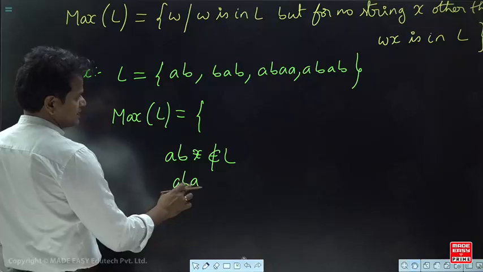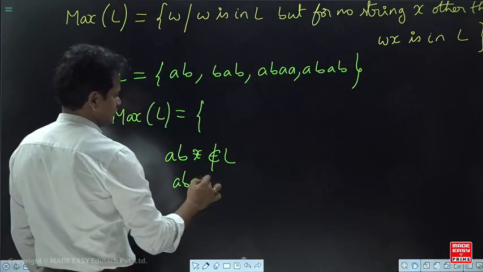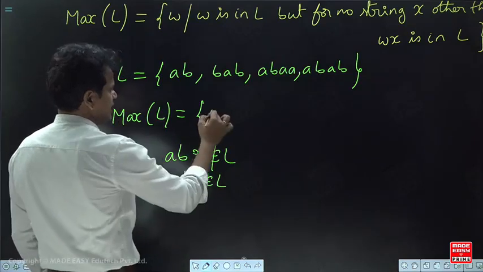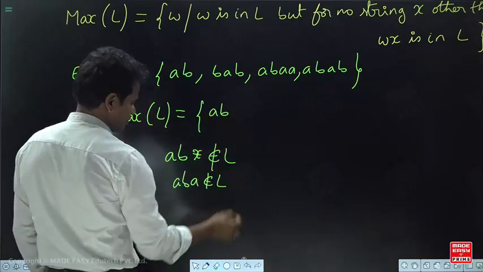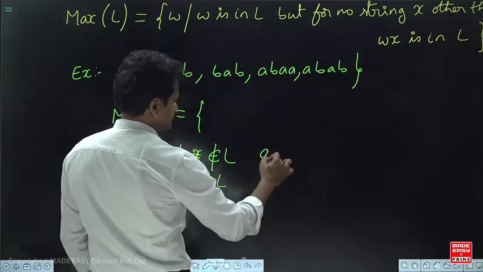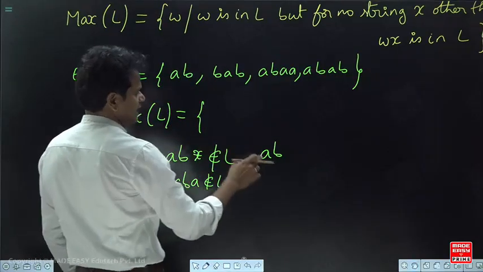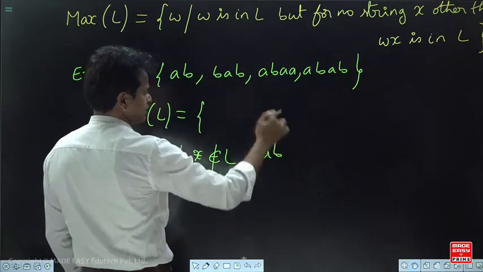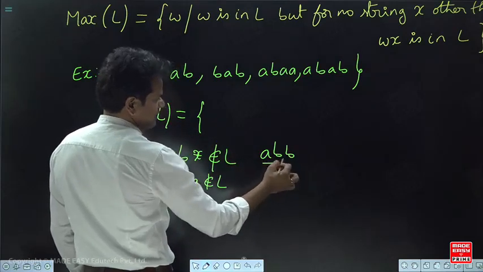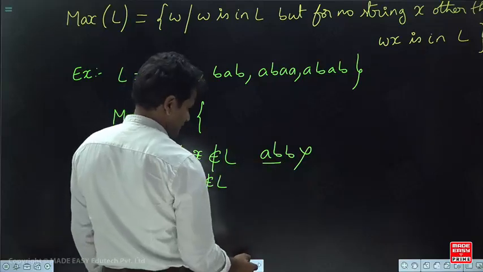ABA, I have attached ABA, not in the language, okay. It doesn't mean that I must take AB in this. No, no. So you have to try for another one. Listen guys, very simple concept. You take AB, I have attached ABA, it is not there. I will attach B, ABB is not there, okay.